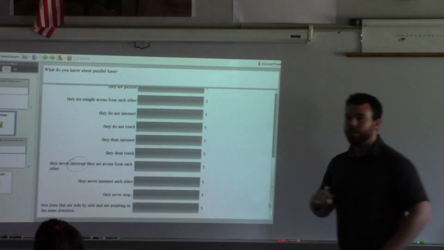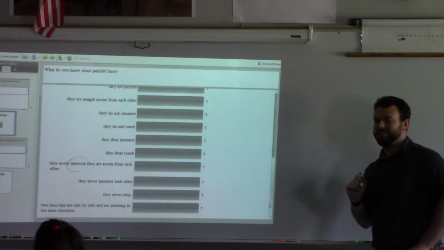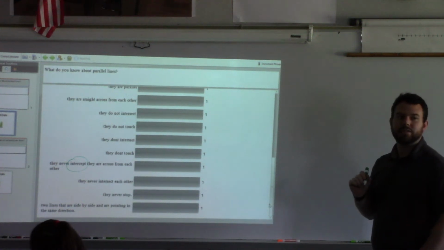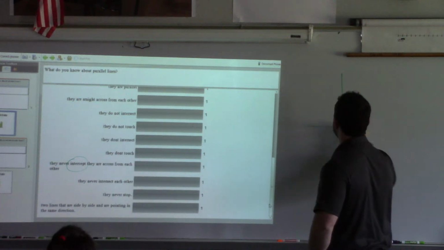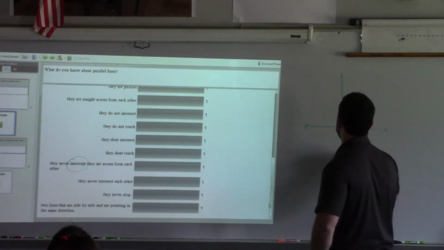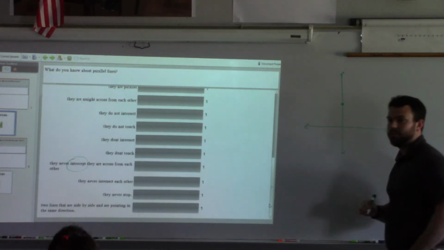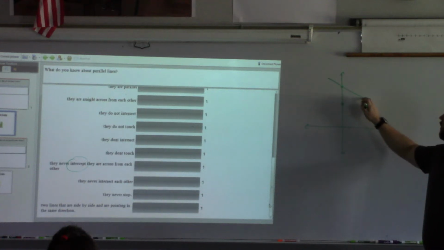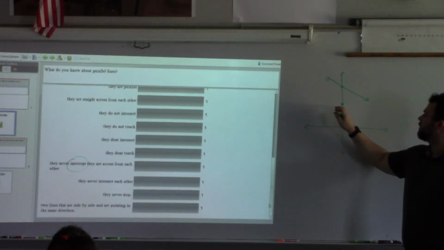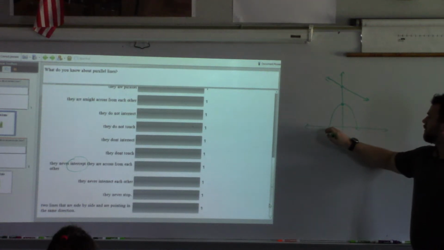Does anyone know what an intercept is? Kelsey? An intercept. Point of intersection is where they intersect. But what would this be? A y-intercept. Yes, this would be a y-intercept. What do we mean by an intercept?